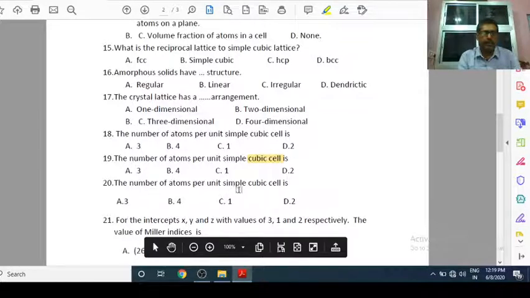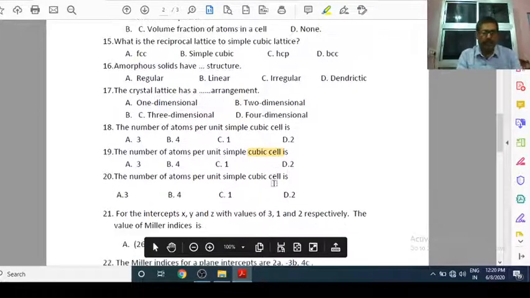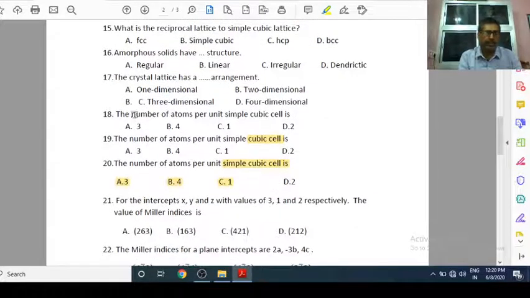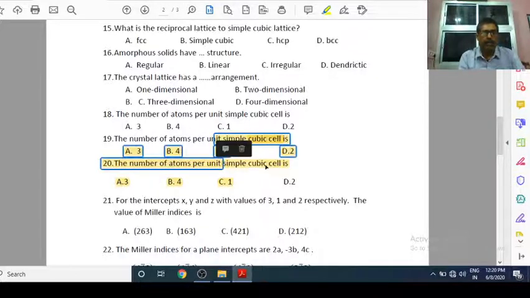20. The number of atoms per unit simple cubic cell. Actually by mistake these three questions have been printed the same. Here it will be BCC and here it will be FCC. So you may correct it. See here, this is simple cubic. Here you will use BCC, not simple cubic. Here you will use FCC, face centered cubic. Okay.